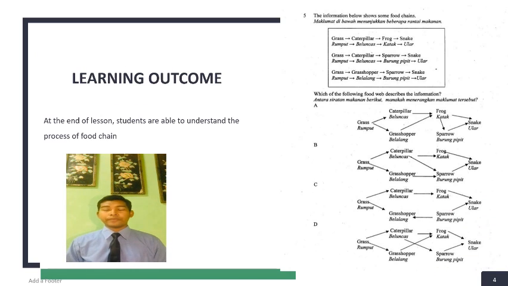The second learning outcome of the multiple choice item is about the food chain. We can see the table we have given about grass, caterpillar, frog and snake. So you need to analyze and arrange the process of the food chain. At the end of the lesson, students are able to understand the process of the food chain about the grass, caterpillar, frog and snake.